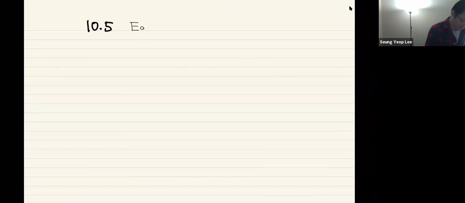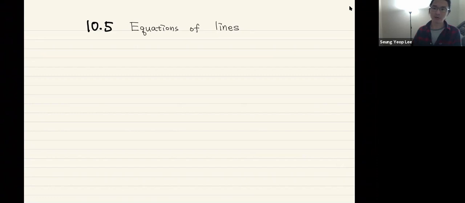Next section is equations of lines. Equations of lines in 2 dimensions is what we already graduated from, right? That's y equals ax plus b, that's the standard form. We learned it when you were very young, right? But now it's not the line in 2 dimensions, it's the equation of a line in 3 dimensions. So that's why it's new.